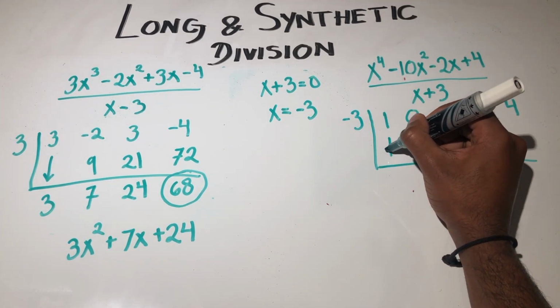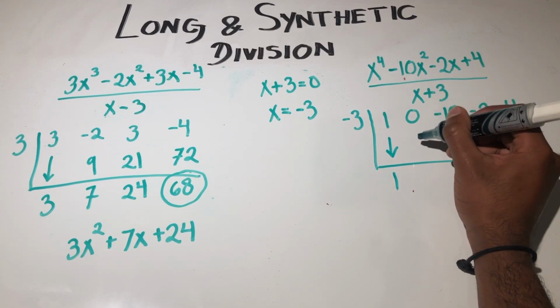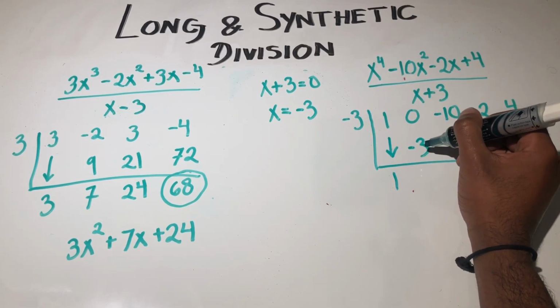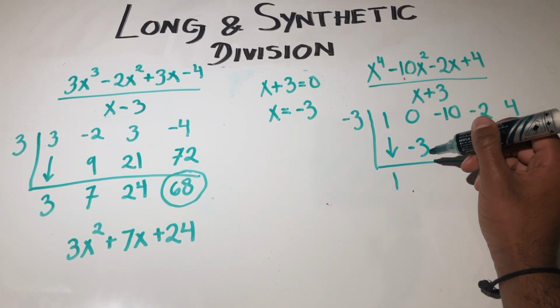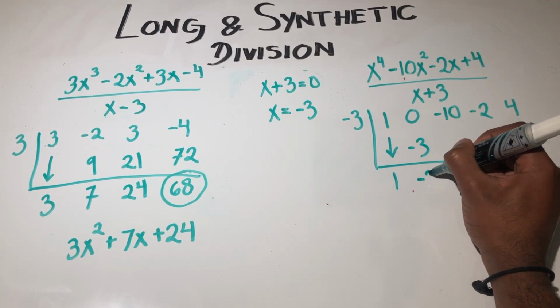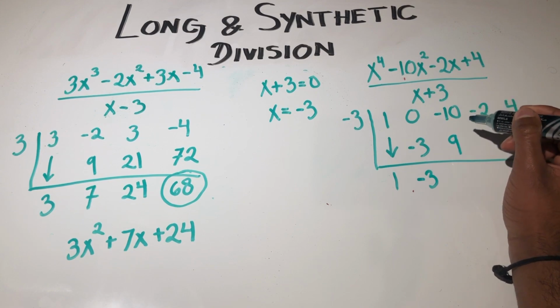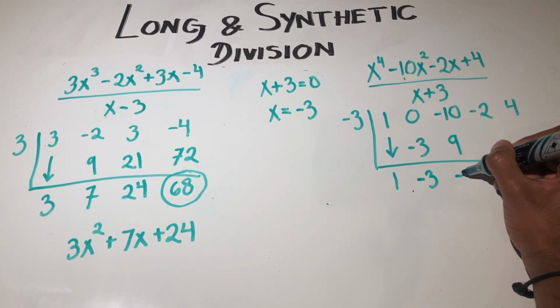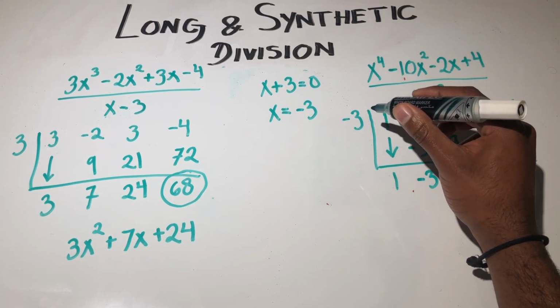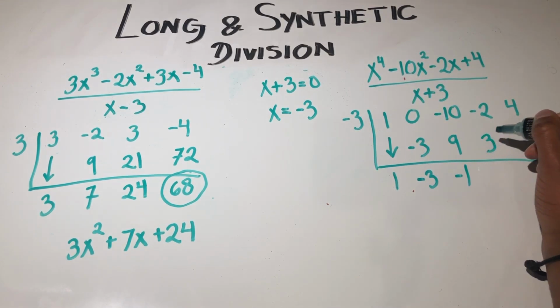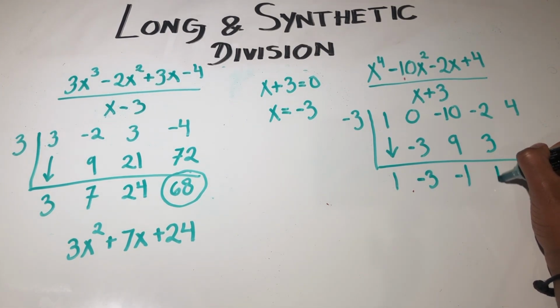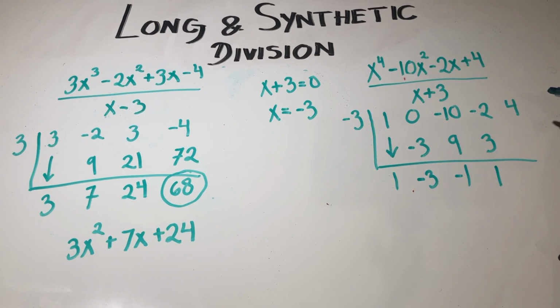Now bringing the first term down, we have 1. 1 times negative 3 is going to give us negative 3. Then 0 plus negative 3 is just going to give us negative 3. Negative 3 times negative 3 is going to give us positive 9. Negative 10 plus 9 is going to give us negative 1. Negative 1 times negative 3 is going to give us 3. Negative 2 plus 3 is going to give us 1. Then 1 times negative 3 is going to give us a negative 3. And then 4 plus negative 3 is going to give us 1. And that's our remainder.